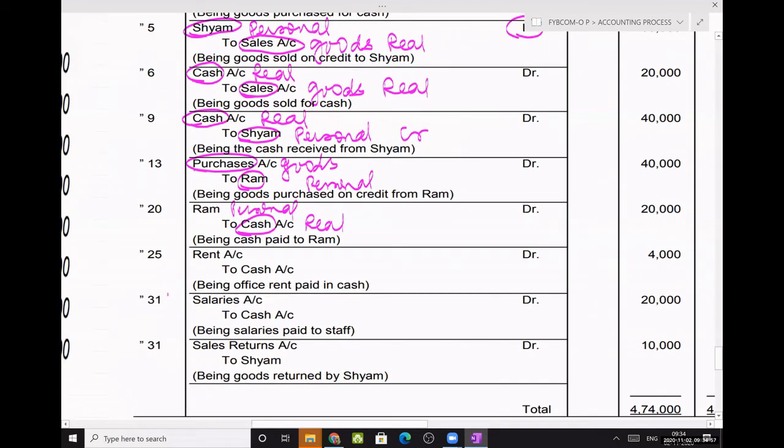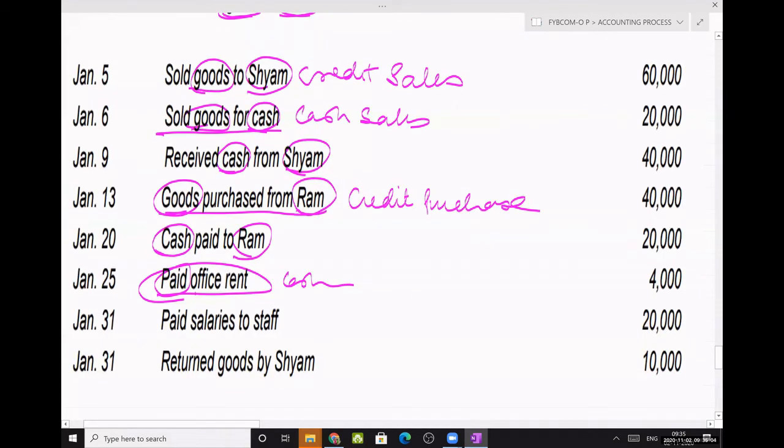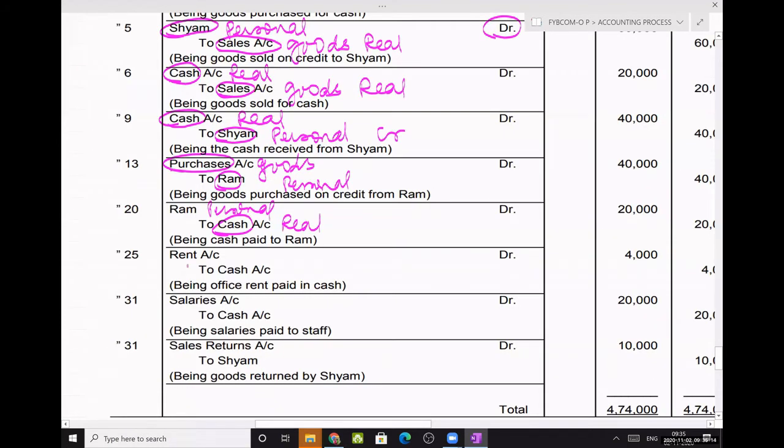Next, paid office rent. So obviously payment is always in cash. Okay, yeah. Office rent, kharcha hai. It's an expense. Okay. So cash is what? Real account. Journal entry क्या बनेगा? Office rent लिख सकते हो आप लोग. You can even write rent or office rent. Both are correct.